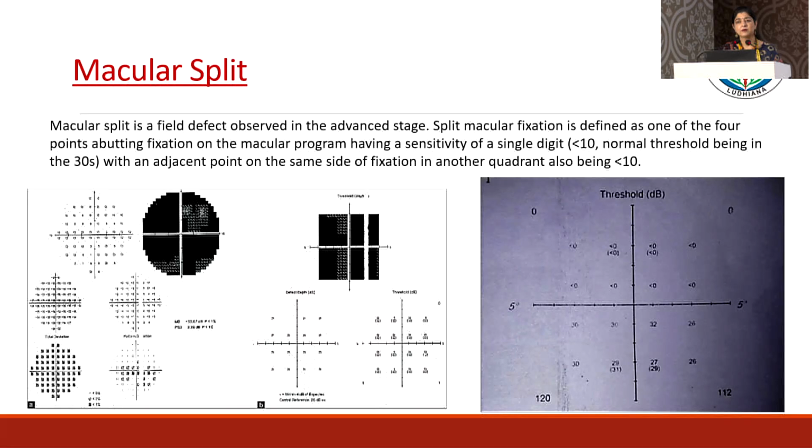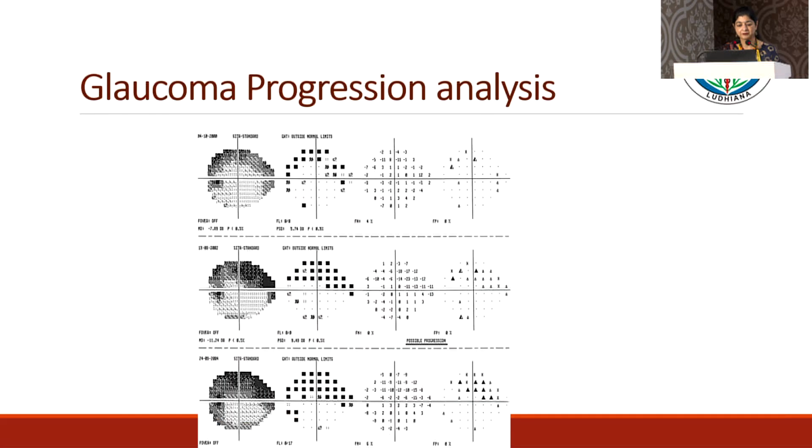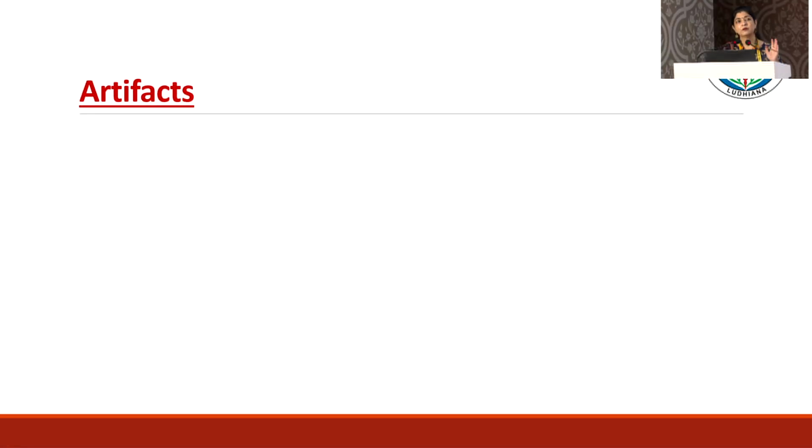On a macular program, it is very important to notice the split sign. This is the diagram showing the split sign. If a split sign is there, there are high chances of washout phenomena after trabeculectomy. Glaucoma progression analysis has been beautifully told by Dr. Gurstinder. But whatever looks black on perimetry is not glaucoma.